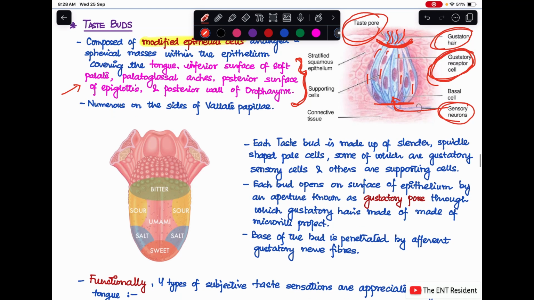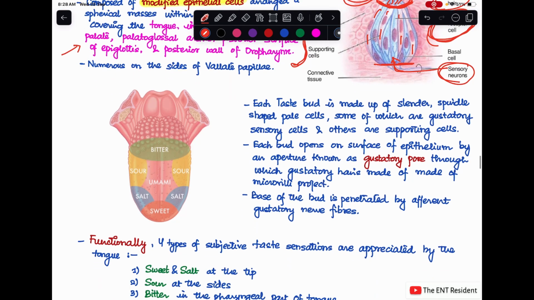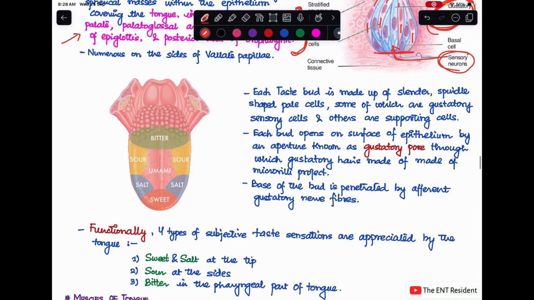Now, functionally, why do we have taste buds? To get the taste of different food. What are the different subjective taste sensations, and in which part of the tongue do you appreciate these different sensations? Functionally, there are 4 types of subjective taste sensations which are appreciated by our tongue.